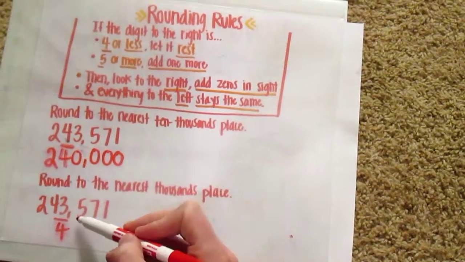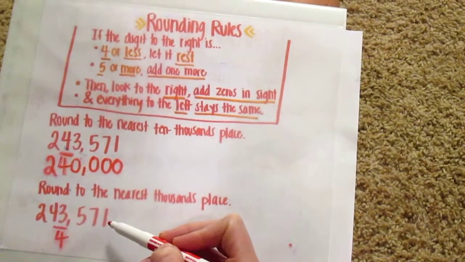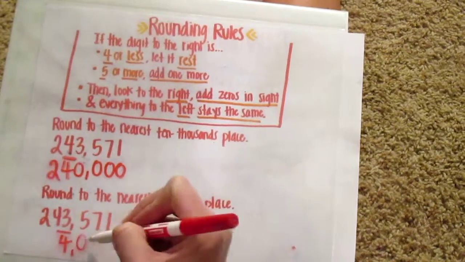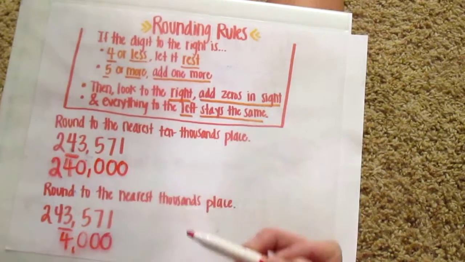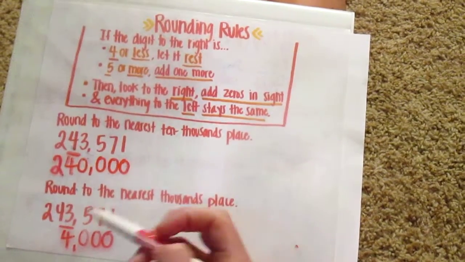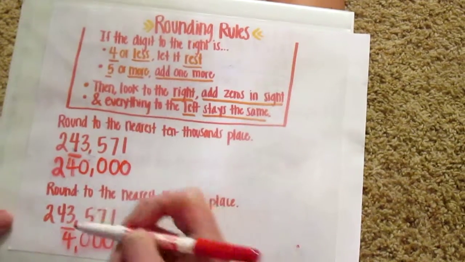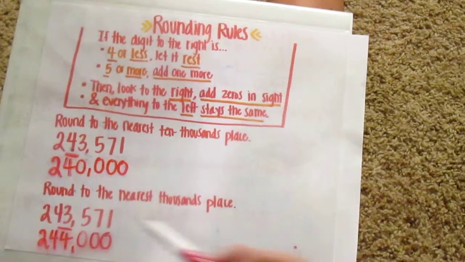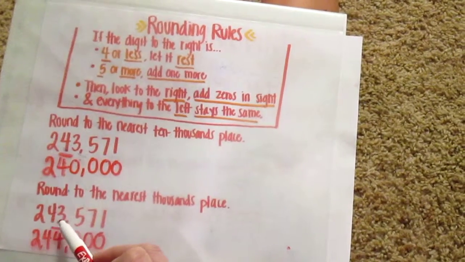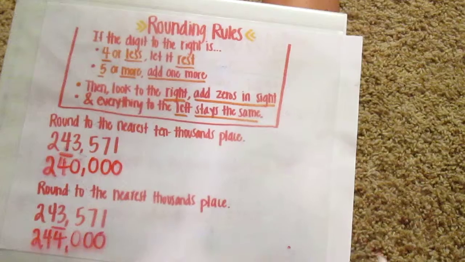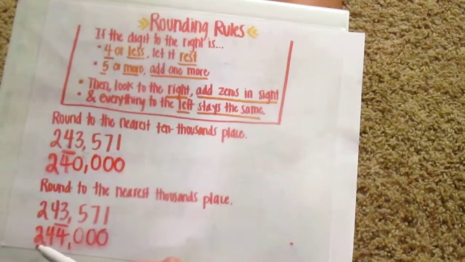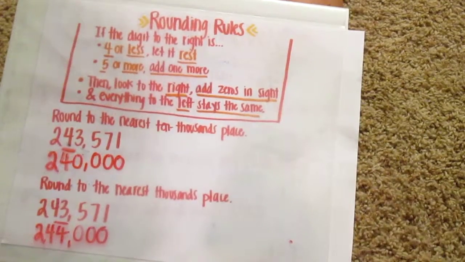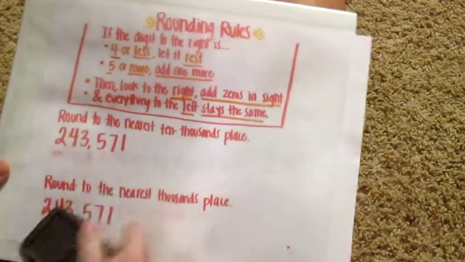Then, look to the right, add zeros in sight. All the numbers to the right of the underlined number become a 0. And everything to the left stays the same. So that 2 and the 4 are going to remain the same. So that gives us 243,571 rounded to the nearest thousandth place is 244,000.